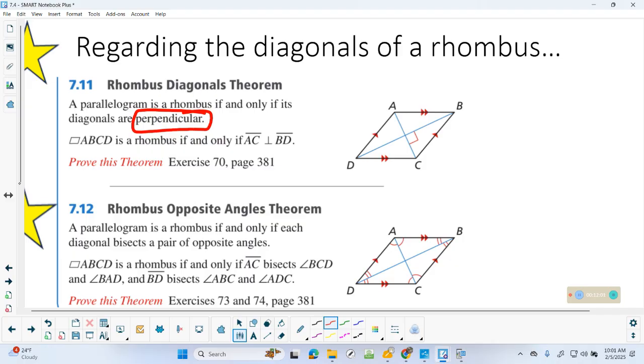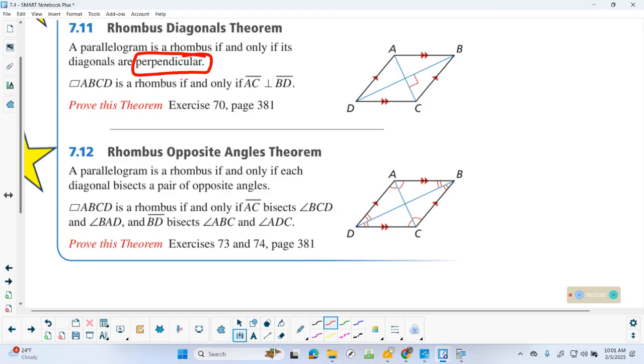Okay, more rhombus properties. Opposite angles theorem. A parallelogram is a rhombus if and only if each diagonal bisects, we're going to fill that in, a pair, and I'm going to underline something too, opposite angles. So that's on the next page. Flip it if you haven't. Flip it towards the top. And I'm getting excited to actually do some real math.